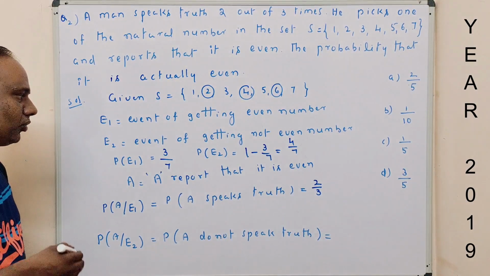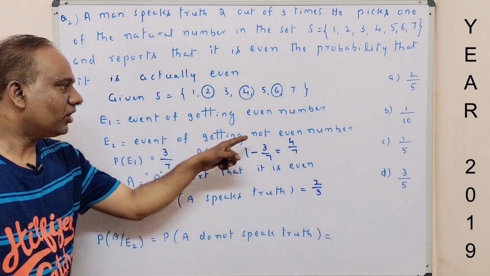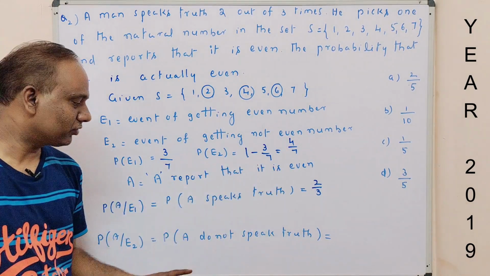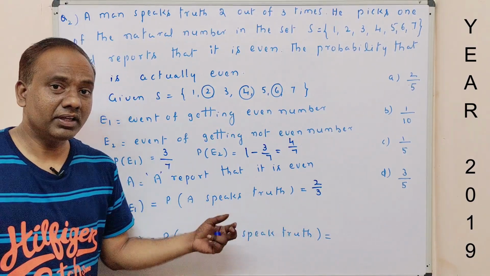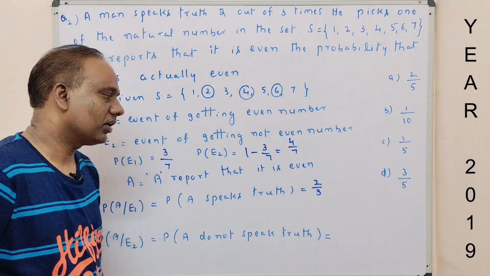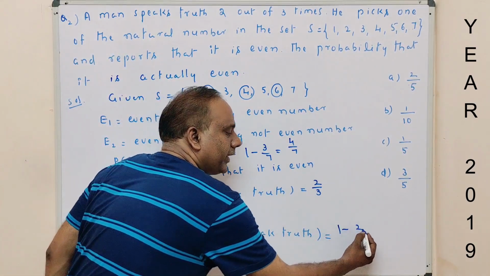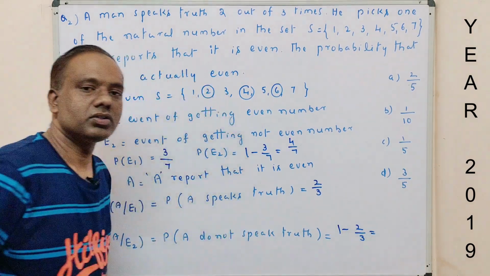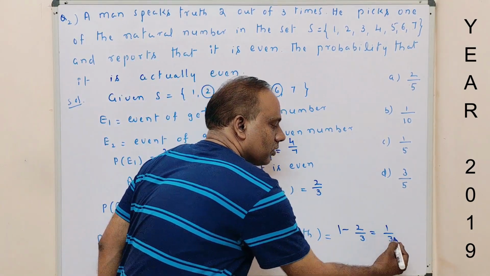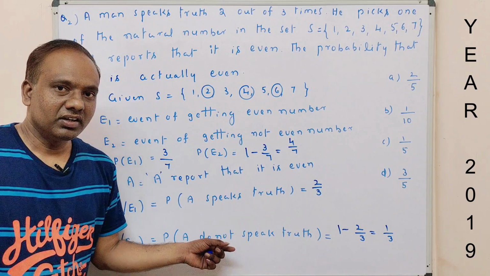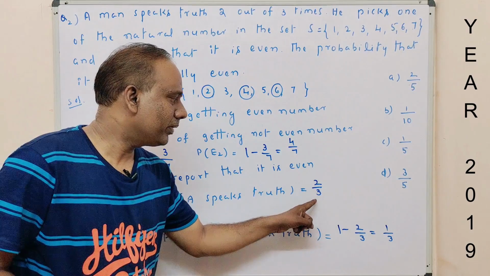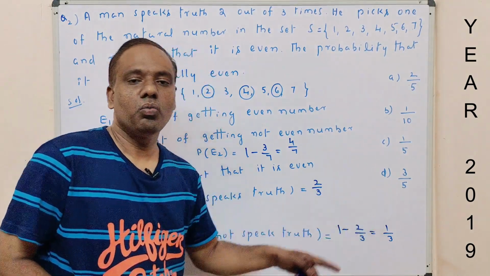And P of A by E2. P of A by E2 means the event of getting not even number, but he reports that it is an even number. That means he does not speak truth; he says false. So that probability is 1 minus 2 by 3, so 3 minus 2 is 1 by 3. The meaning is he says false. So if it is 2 by 3, then the other one is compulsorily 1 by 3.